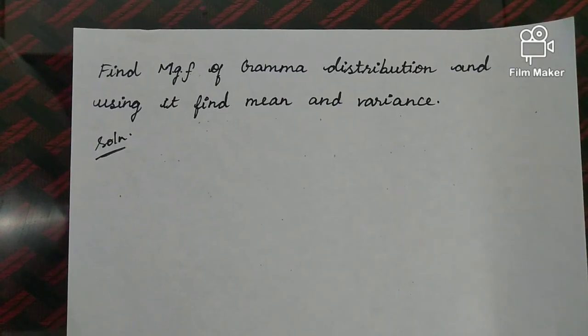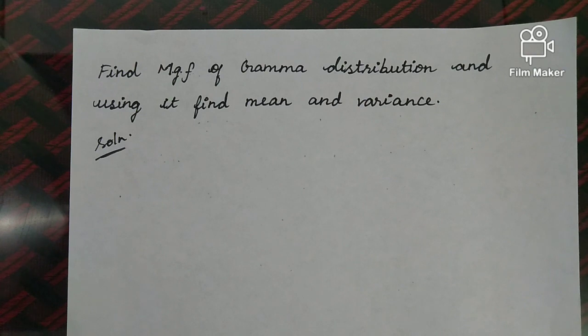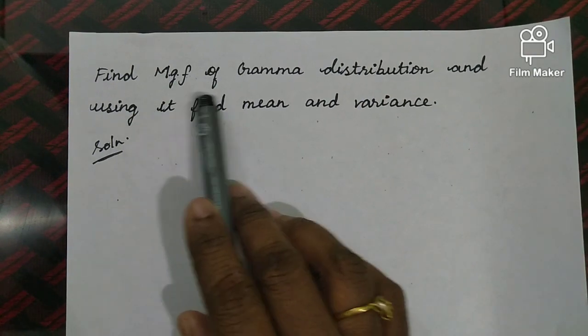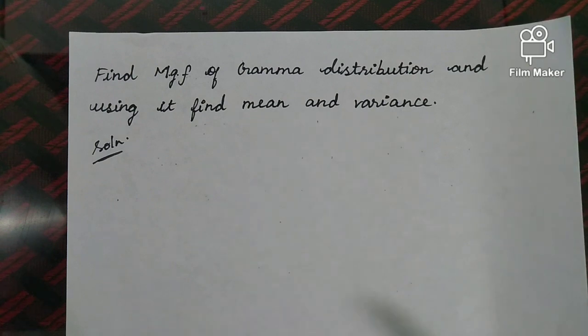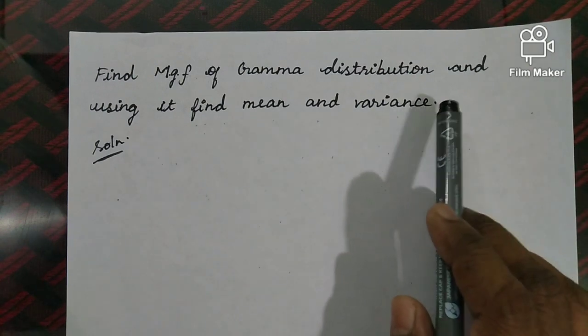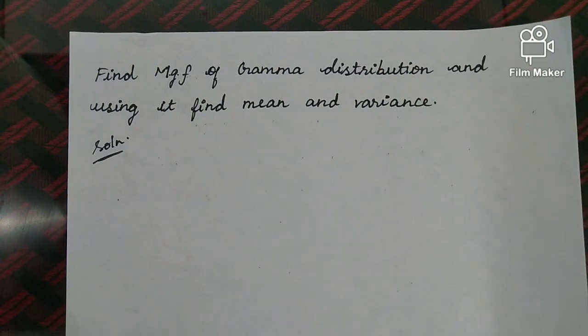Okay, so now under the gamma distribution the very important question is: find the M.G.F of the gamma distribution, and using it find the mean and variance. For all the distributions, the first question is the same: find the M.G.F of the distribution, and using the M.G.F find the mean and variance. This is a common question for all the distributions.